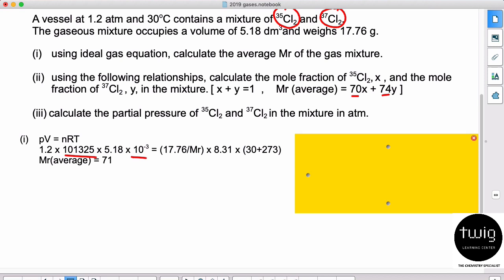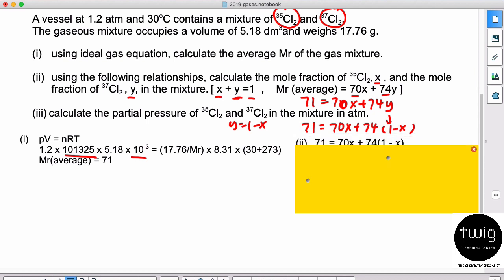X and Y are the mole fractions. If you add up the mole fractions, it will always equal 1. The average MR already calculated was 71, so 71 equals 70x plus 74y. All you need to do is solve simultaneously: y equals 1 minus x. Substitute y with 1 minus x and solve for x, then you're done. The value for x turns out to be 0.75, so y is 0.25.